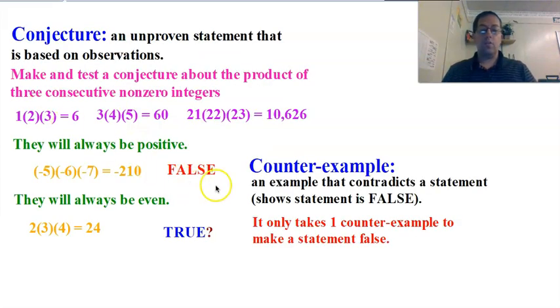And remember, it only takes one counterexample to prove something is false. Okay? Only takes one. Something that's 99% true is 100% false. All right? All right. And that is inductive and deductive reasoning.